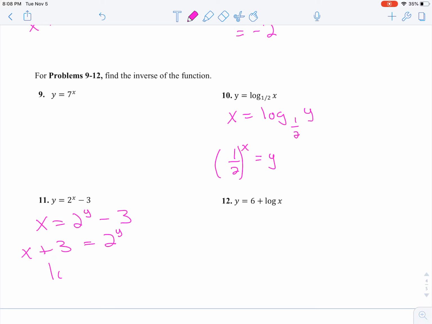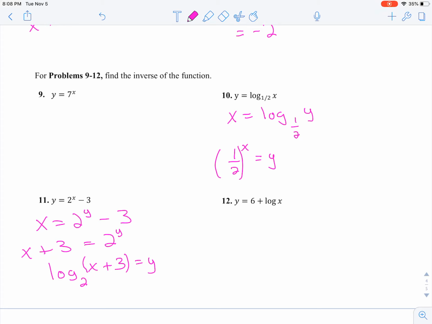Okay, log, base number, answer, exponent. Okay. And x plus 3 is actually also in parentheses there. Okay.